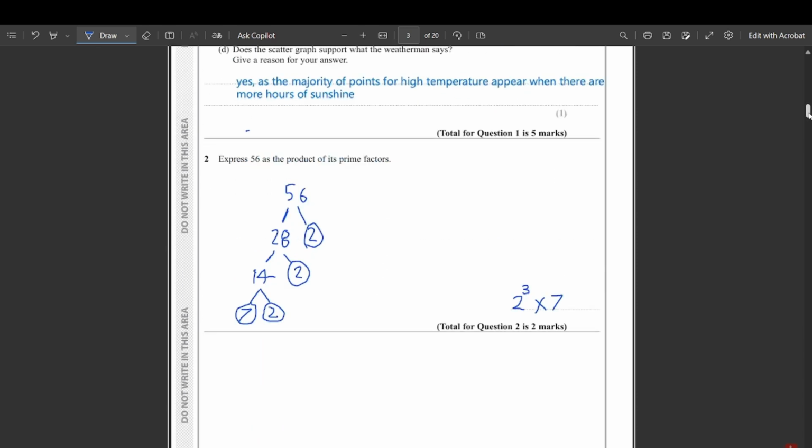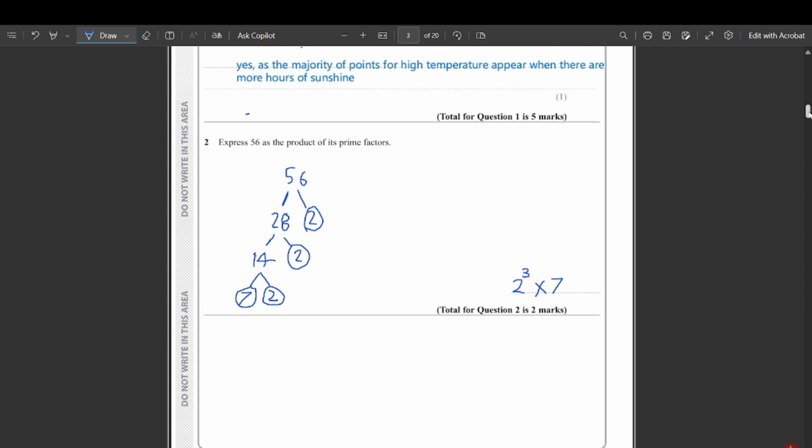Next on, moving up to question 2, we're asked to express 56 as the product of its prime factors. We simply do a prime factor tree, breaking it down into factors until we're only left with prime factors, and we get 2 cubed times 7.